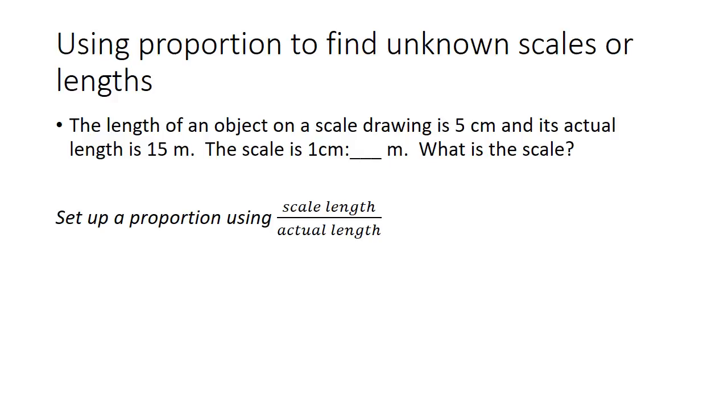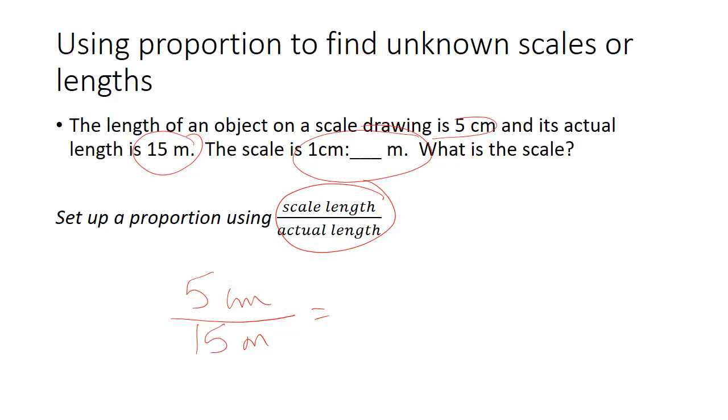where your scale length goes on top and your actual length goes on bottom. We're going to use the same rule for all of the problems that we're going to work. So scale goes on top, actual goes on the bottom. So our scale drawing is 5 centimeters, so that's going to go on top, and our 15 is going to go on bottom. Okay, we're going to put that equal to what our scale is here.